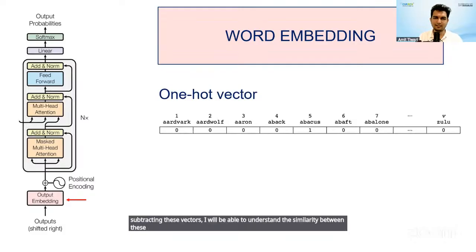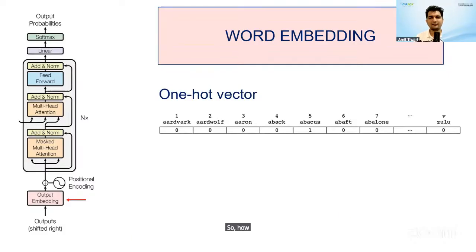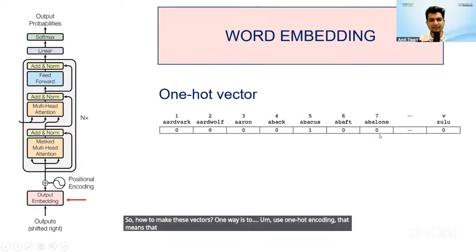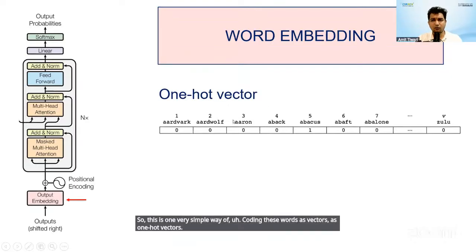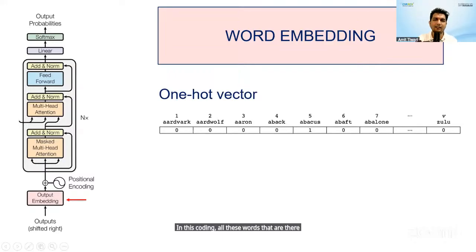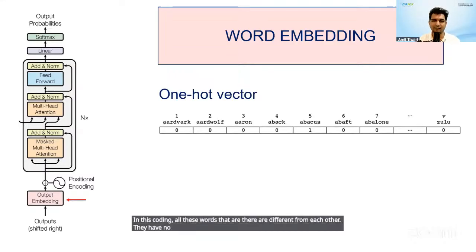So how to make these vectors? One way is to use one hot encoding. That means that all the words in the English language, I'm giving each word a separate position. Let's say that abacus is coded as 1 in the 5th position. Aardvark is coded as 1 in the 1st position. All the other entries are 0. So this is one very simple way of coding these words as one hot vectors. In this coding, all these words are different from each other. They have no similarity between each other, so they are orthogonal to each other.